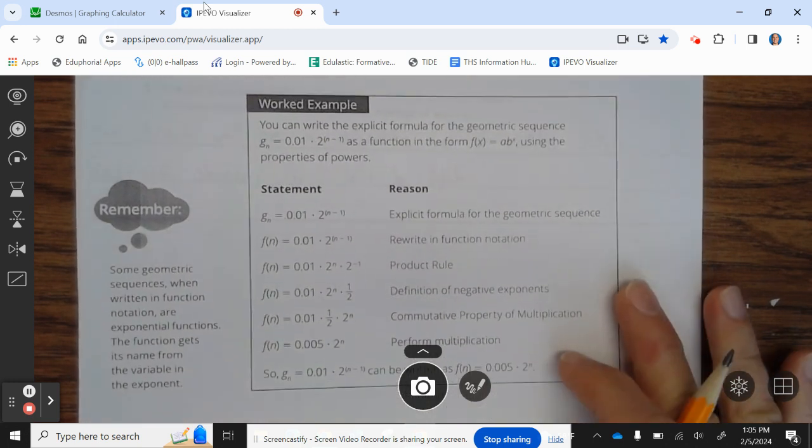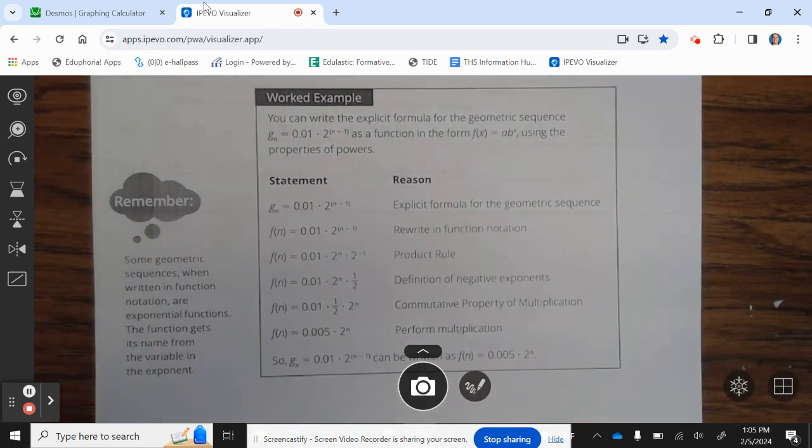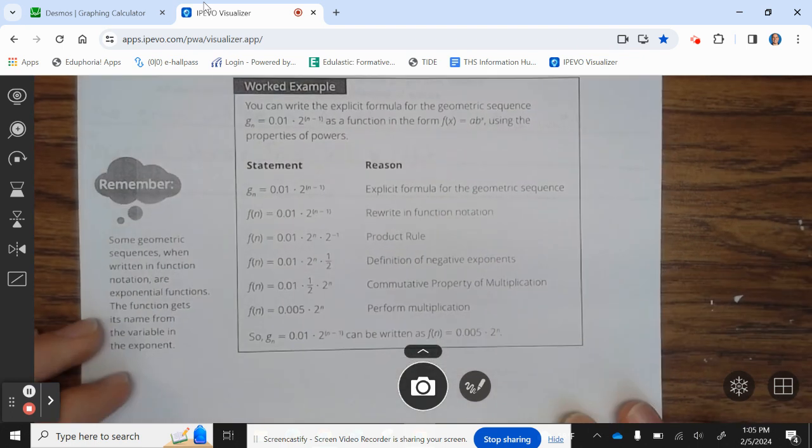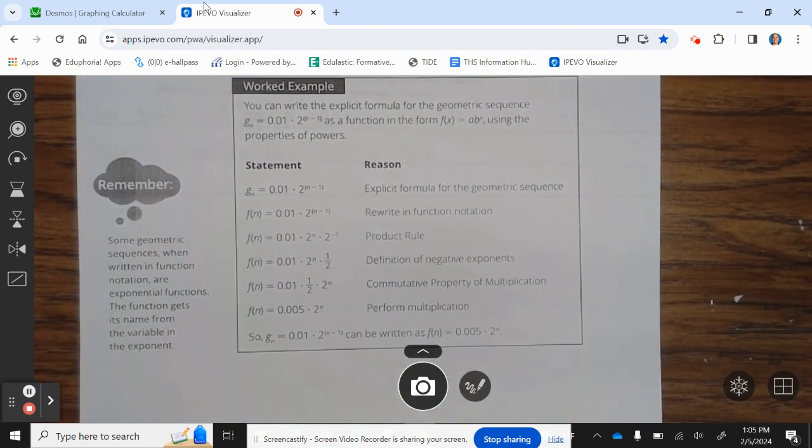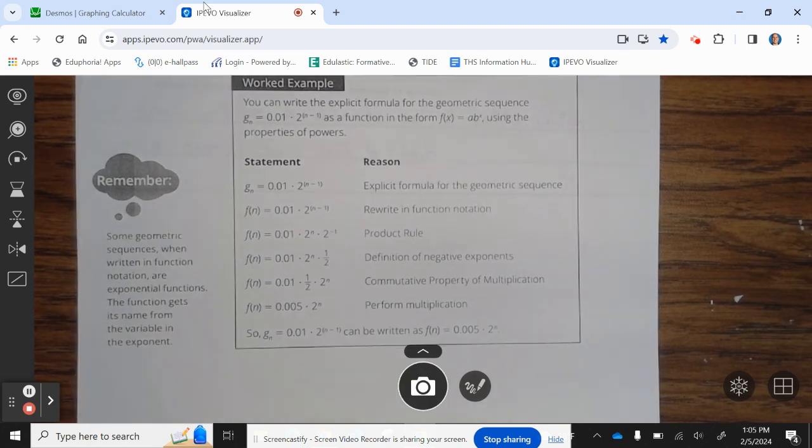All right. Go ahead and look over the worked example. All right, let's take a look at the next page.